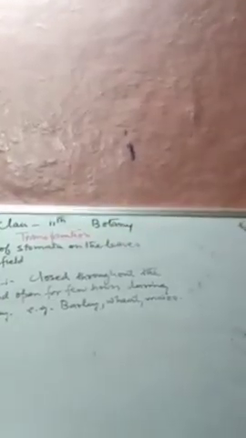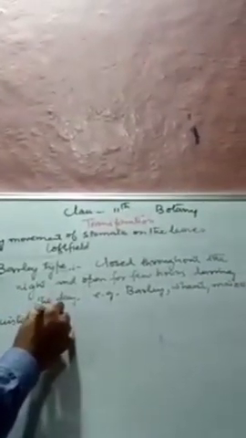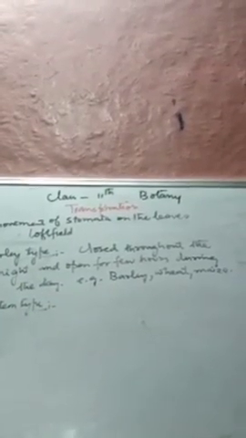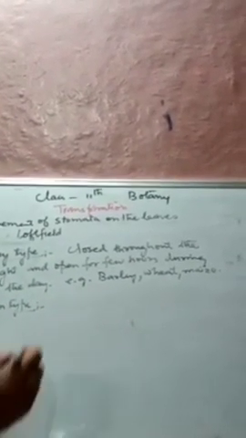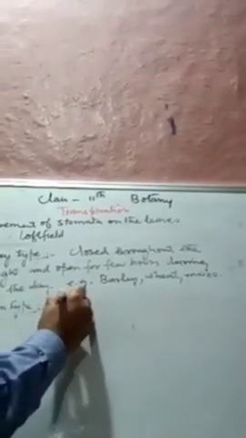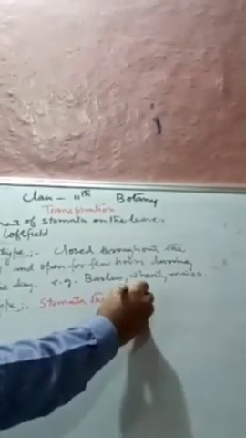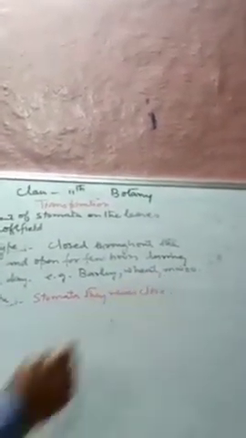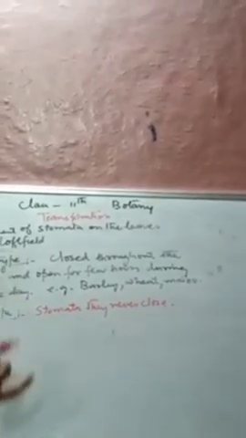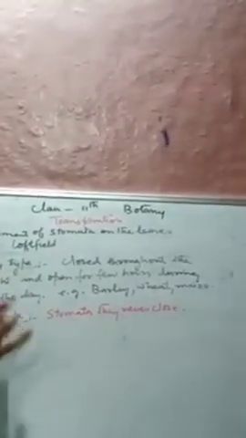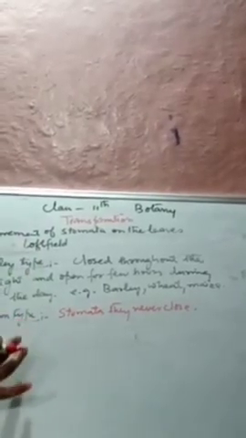Now the fourth one is equisetum. In equisetum, we see that the stomata never close. So these are the different types of movements of stomata, and this classification was based on the daily movement of stomata on the leaf.